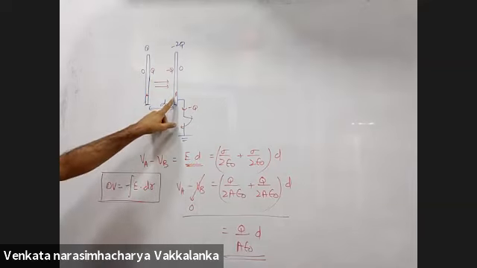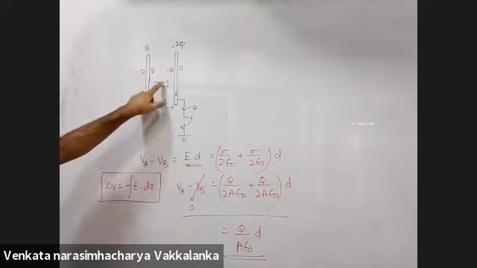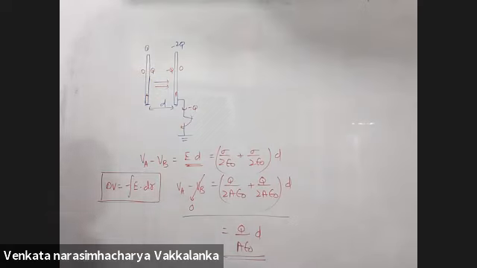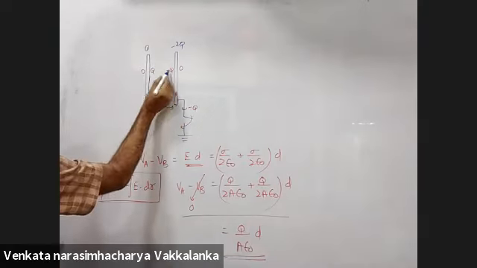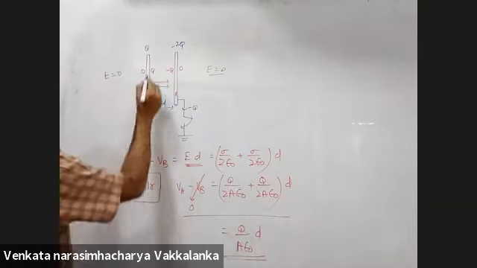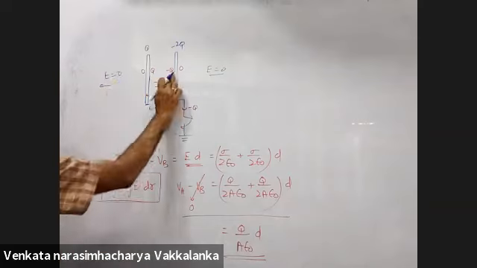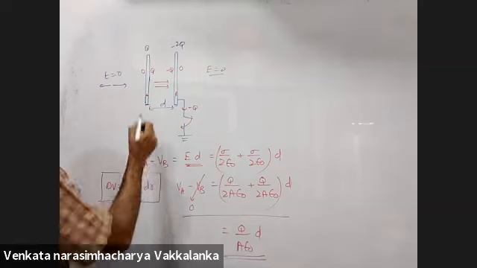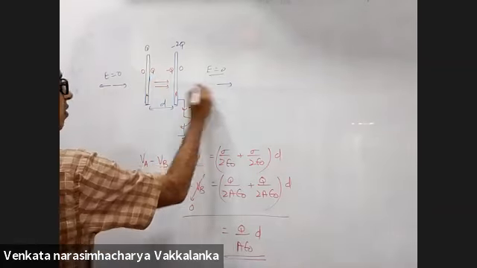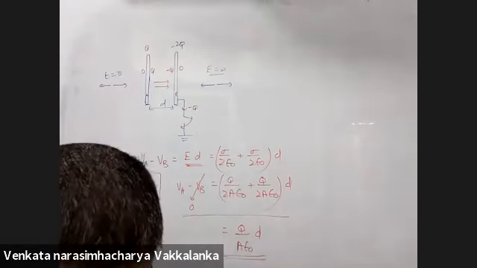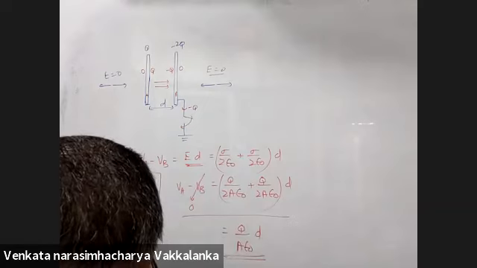So VA minus VB is field into distance. Field because of Q and minus Q here will be in the same direction. By the way, this Q and minus Q will give me field of 0 here and 0 here. Confirm the direction. Yes, sir. This Q will give me field to the left, minus Q will give me field to the right, and field is independent of distance. This Q will give me field to the right, minus Q will give me field to the left. Also Gauss law, yes.